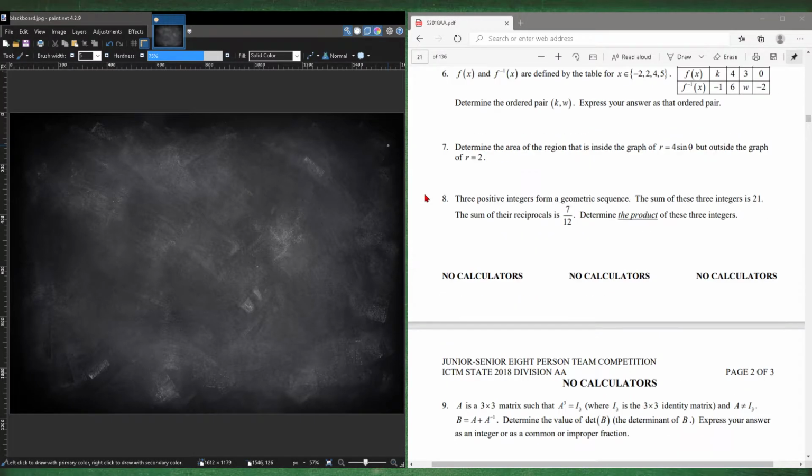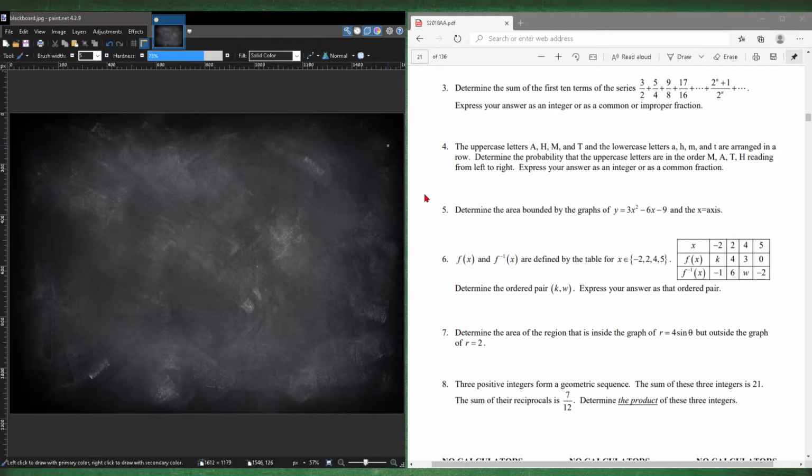Let's begin with number 5. Determine the area bounded by the graph 3x squared minus 6x minus 9 and the x-axis. So we have a curve in our axes, so we're going to have to use something in calculus. If you don't understand what I'm doing, you're going to have to understand calculus to do it because I can't really explain calculus.